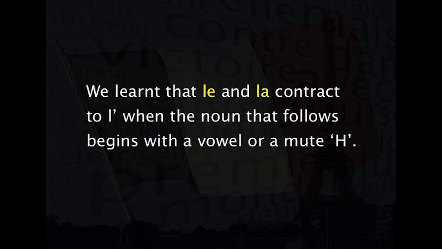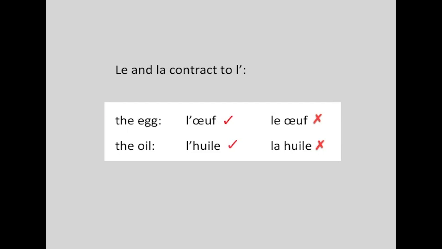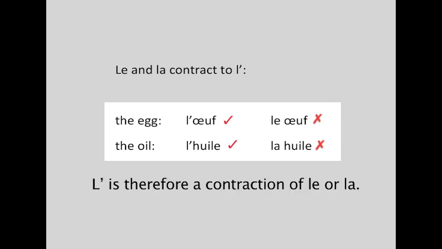Definite articles contract in 2 different cases. We have already come across one of them when learning about articles in the previous chapter. We learnt that le and la contract to l apostrophe when the noun that follows begins with a vowel or a mute h. The French equivalent of the egg is l'œuf and not le œuf. Similarly, we say l'huile and not la huile when referring to the oil. L apostrophe is therefore a contraction of le or la.